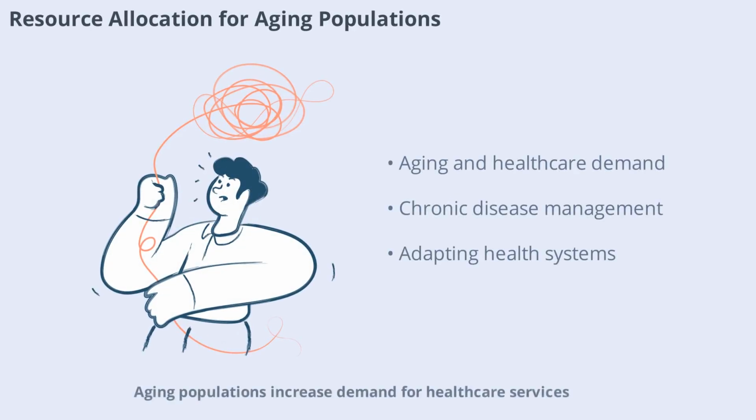Aging populations increase demand for healthcare services, especially for chronic diseases and long-term care. Health economics analyzes how to allocate resources to meet the needs of older adults. Strategies include investing in preventive care, supporting caregivers, and adapting health systems for an aging society. Planning for demographic changes is essential for sustainable healthcare.